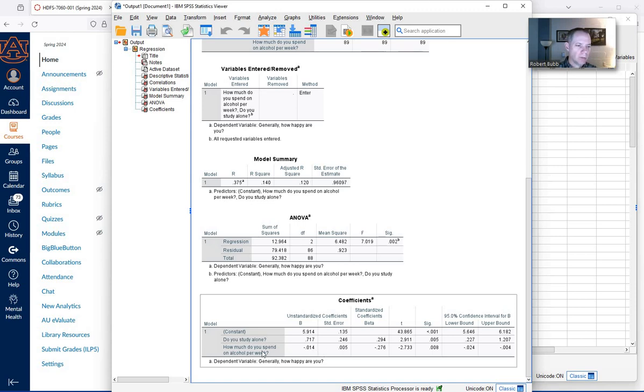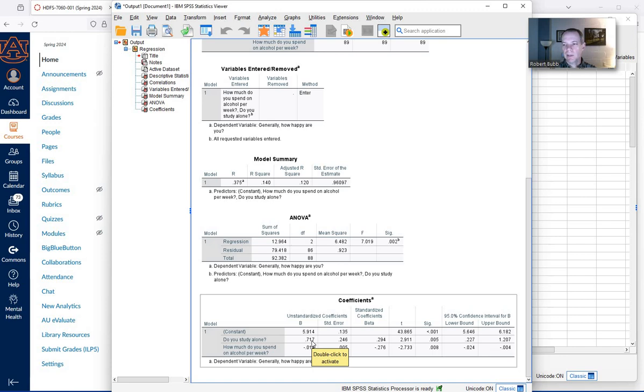You can't forget that other variable. So this would be our mean for students who study alone and their happiness level when the amount spent on alcohol is counted into the model. All right, so do you study alone? That variable now represents those that are saying they study with other people, so they don't study alone, coded as 1. What is the change in happiness? The change in happiness as you go from 0 to 1, being alone to studying with others, is 0.717.